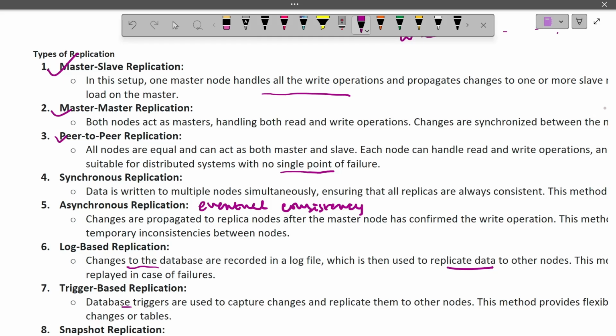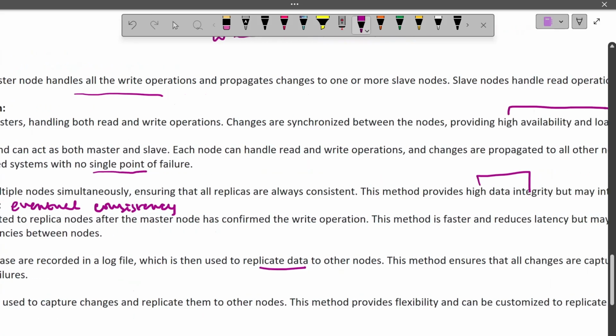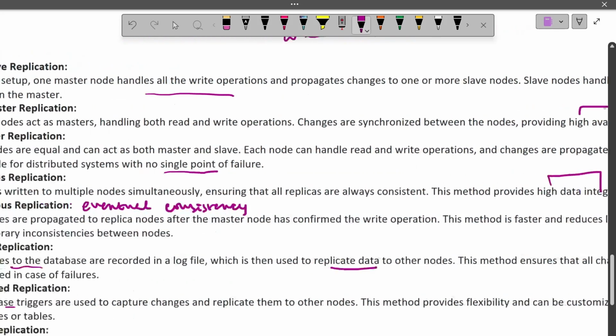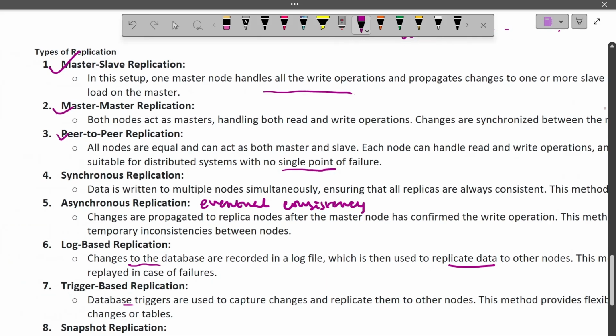Snapshot replication. At any given point in time, you take snapshots of, let's say, your database tables. The entire database or selected tables can be periodically copied to other replica nodes. Simple to implement, but not very real time. It is not even near real time.